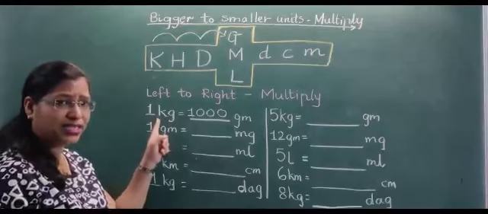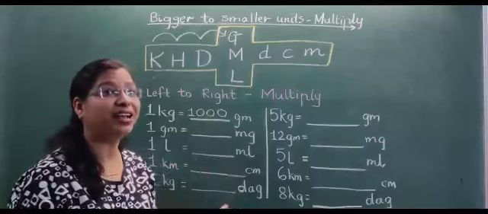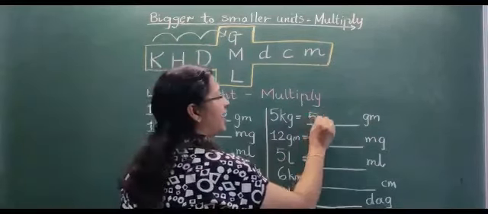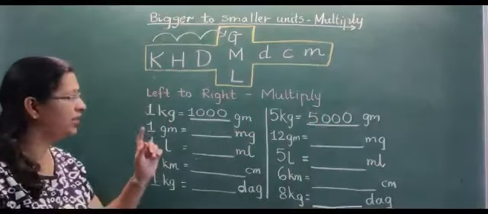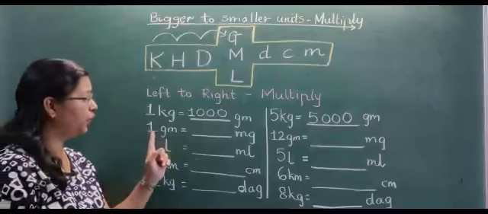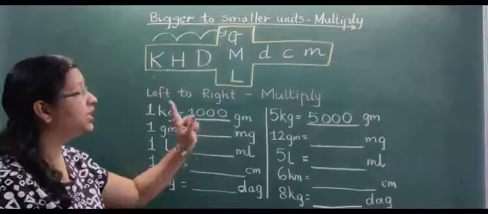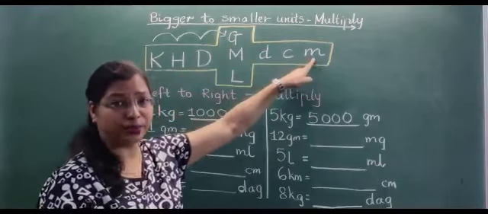So now if 1 kg is equal to 1000 grams, 5 kgs is how many grams? Yes, you guessed it right. 5000 grams. Now let's do this one. 1 gram is equal to how many milligrams? So here you can see gram is written here, milligram is written here, right?